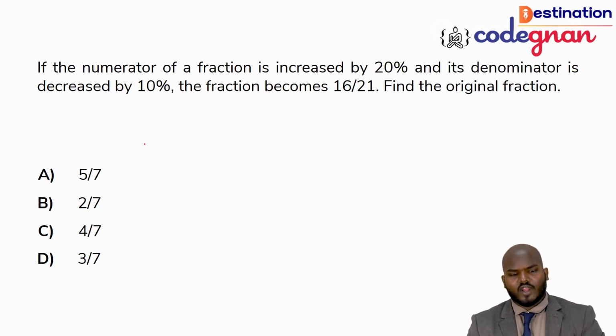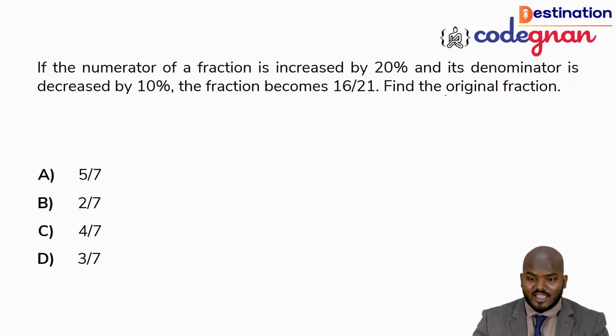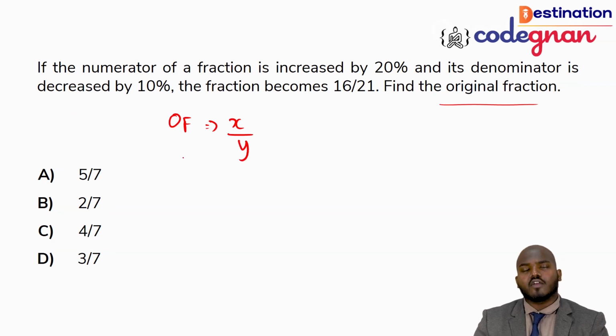The numerator of the fraction is increased. So again, same as the original fraction. The original fraction we can call x by y. The numerator of the fraction is increased by 20%. 20% means we can call it 0.2, or else you can call it 1 by 20. See, 1 by 20.